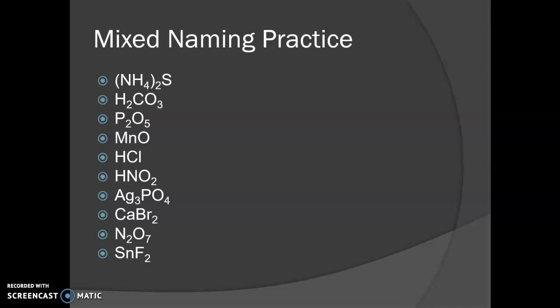Ag3PO4 is silver phosphate. You do not need Roman numerals on silver, even though it's a transition metal, it's an exception. CaBr2 is calcium bromide. No Roman numerals because it's not a transition metal. N2O7 is dinitrogen heptoxide. The prefix for 7 is hepta, H-E-P-T-A.